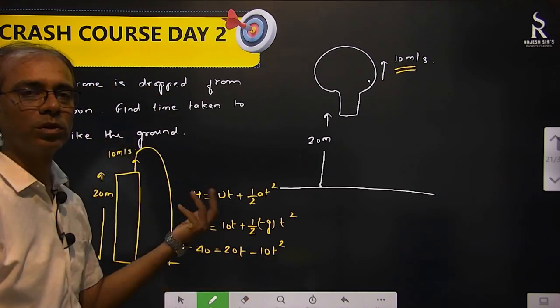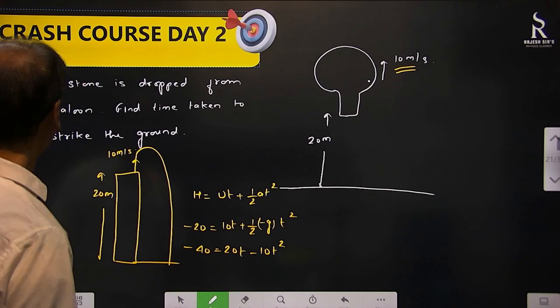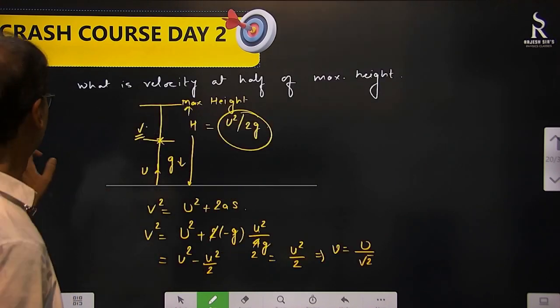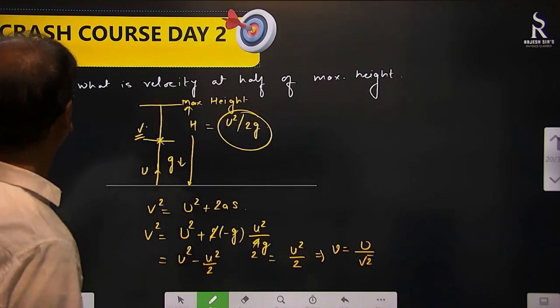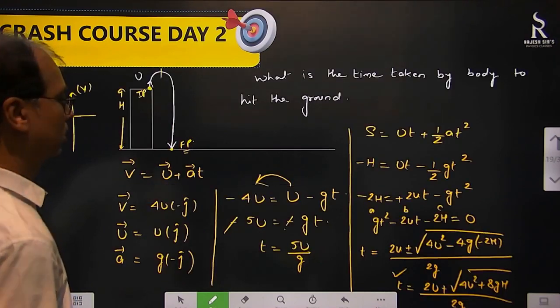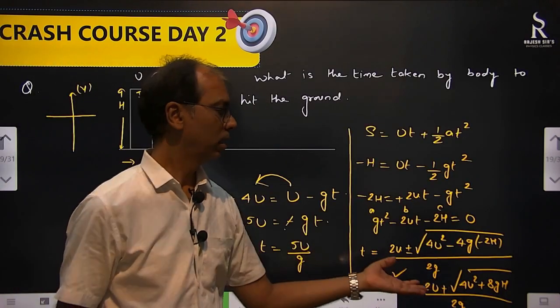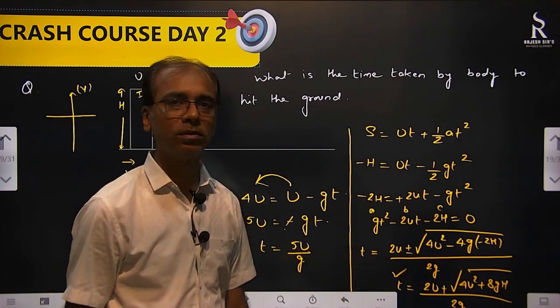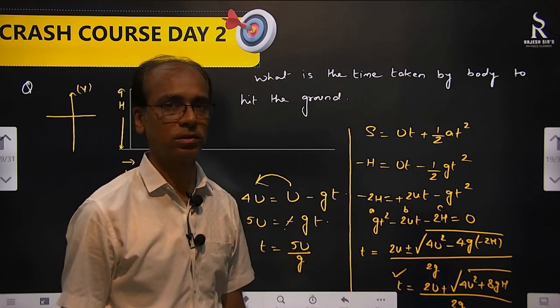Solve this quadratic equation. Answer is there. Same as the previous question only, no? This one. No, not this. Where is it? This one. Here, if you want, you can put the value also. But I am not saying you to remember this. Not required. Okay?